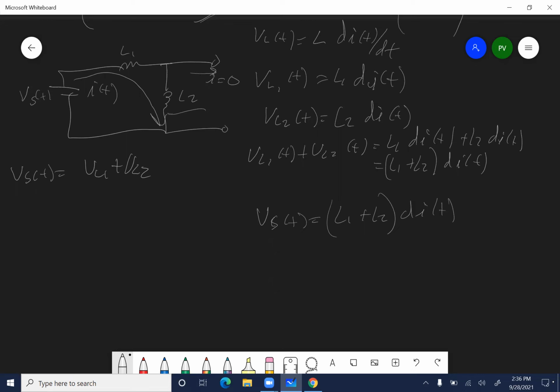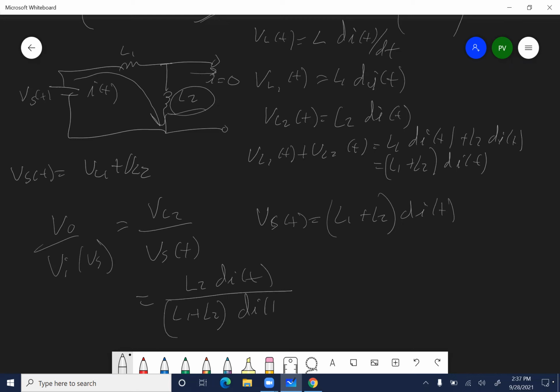So just like we did before, we have to set up a ratio, which is V out over Vin, or Vs in this case. So we just need a ratio of those two voltages. So what we're going to do is set up our ratio. And we already realized that V out is our VL2. So that's VL2 over Vs of t, which is equal to L2 di of t over L1 plus L2 di of t. Divide those out.